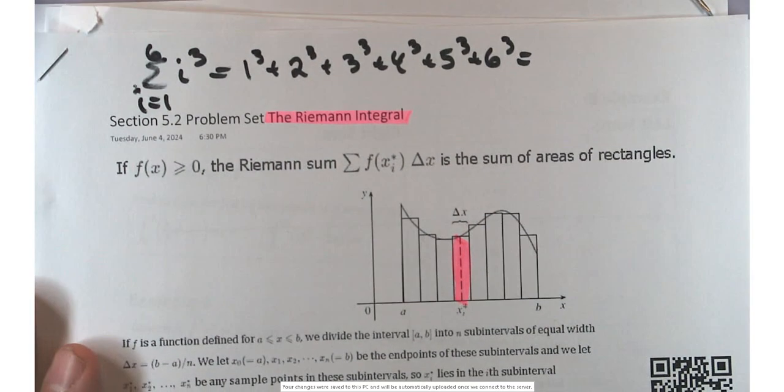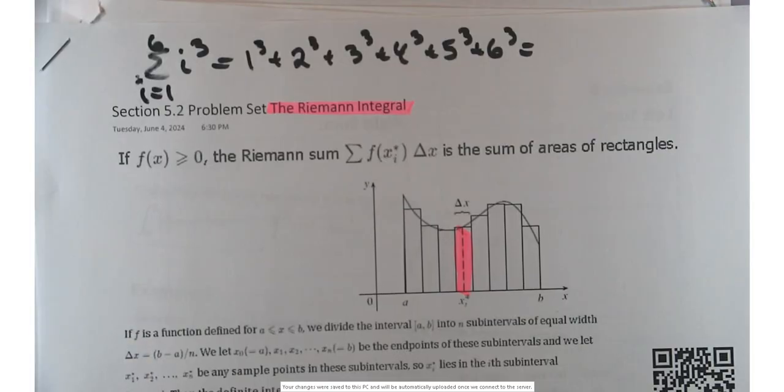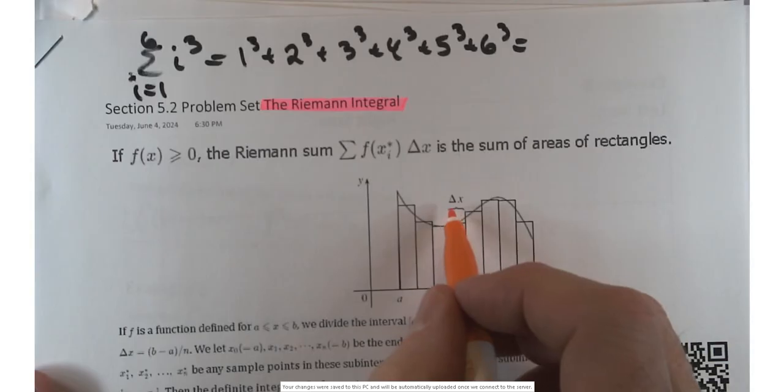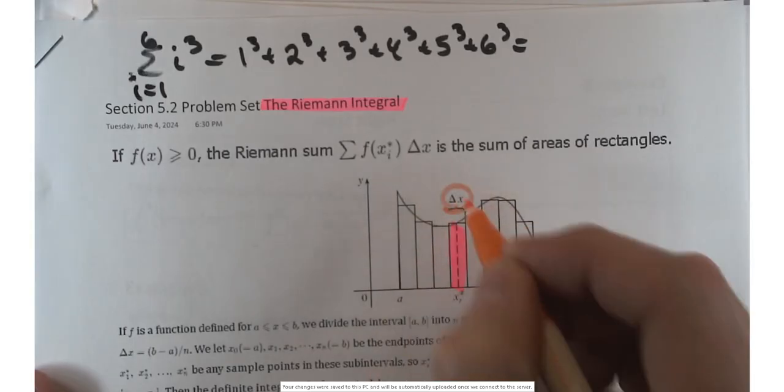Suppose you want to find the area of that rectangle. Well, how do you find the area of a rectangle in general? What's the formula for the area of a rectangle? Base times height, length times width, whatever you want to say. So the height of this, well, let's do the width first. The width is given to us to be this delta x.